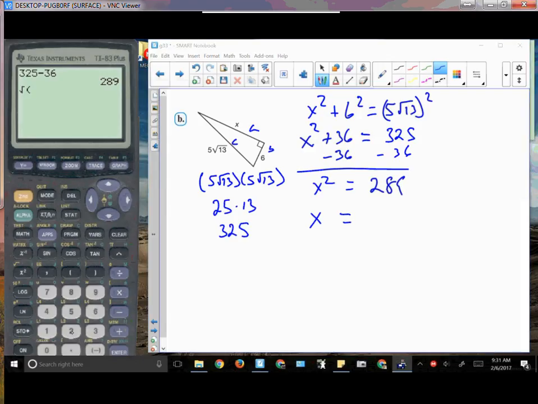So I want the square root of 289. Oh, 17. I got lucky. Okay? This time it worked out. So always go through and check it just to make sure that it is actually going to be there. Okay?